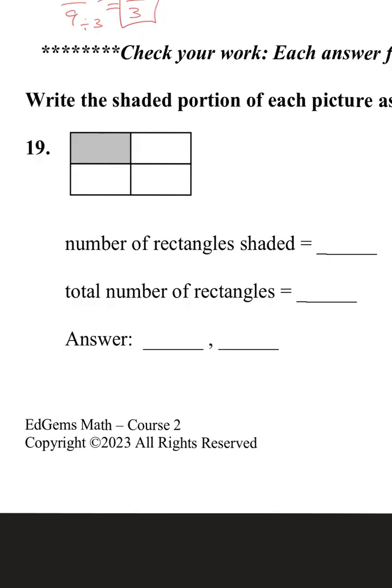All right, on number 19 and 20, the instructions are to write the shaded portion of each picture as a fraction and as a decimal. For number 19, we've got our little rectangle, and it says number of rectangles shaded. Well, we've got 1 shaded. How many total rectangles make up the big rectangle? There are 4. So my answer as a fraction is 1 out of the 4 is shaded.